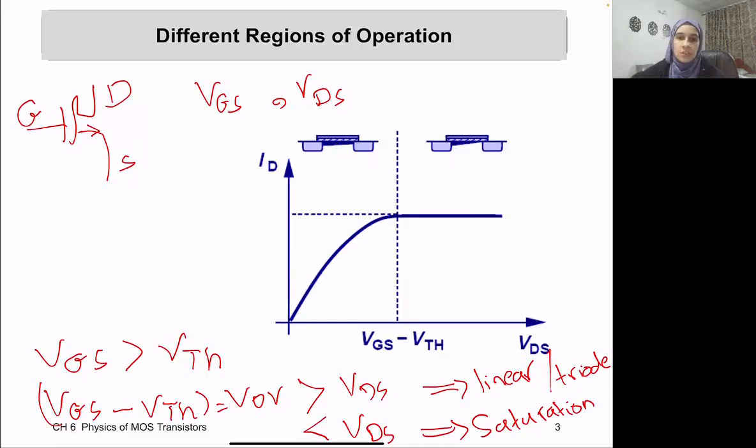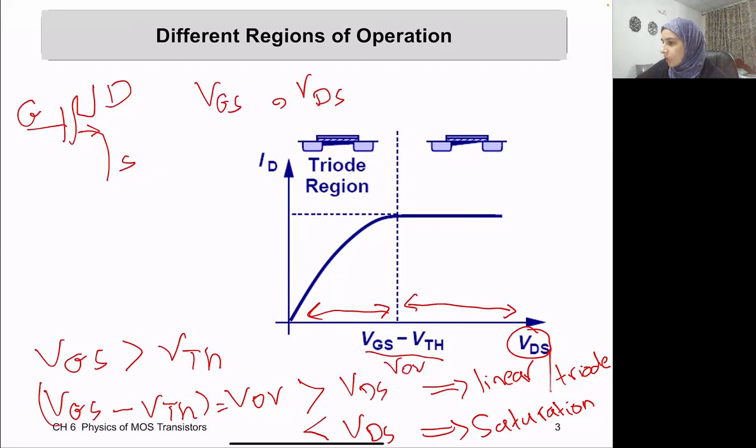Each of these operating regions is useful for a certain functionality that we are going to talk about shortly. In this graph, you can see that when VDS is smaller than VGS minus V threshold, we are in our triode region. And when VDS is greater than this overdrive voltage, then we are in the saturation region.